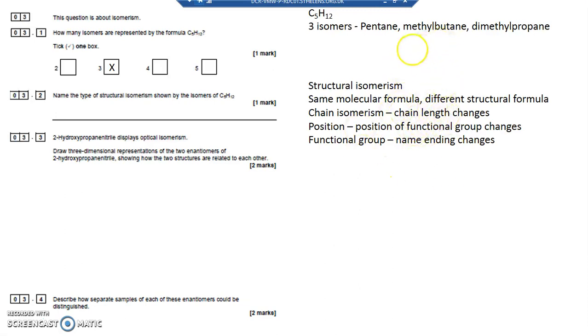In this case, pentane has shortened its chain to methylbutane, shortened its chain again to dimethylpropane. It's chain isomerism.